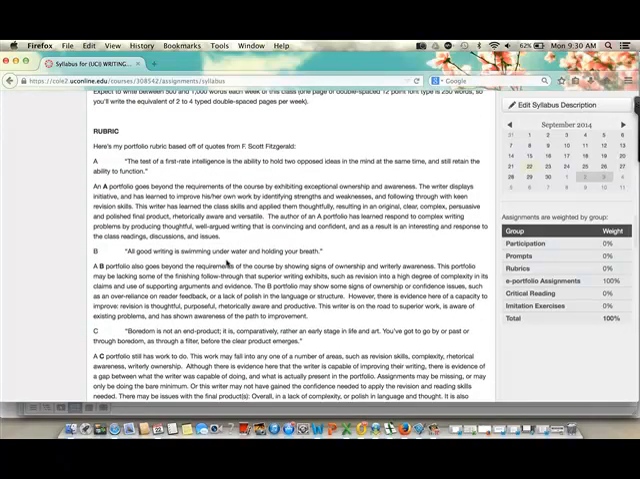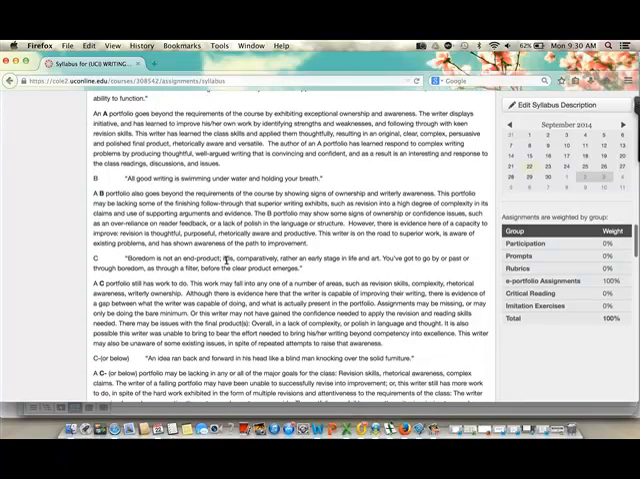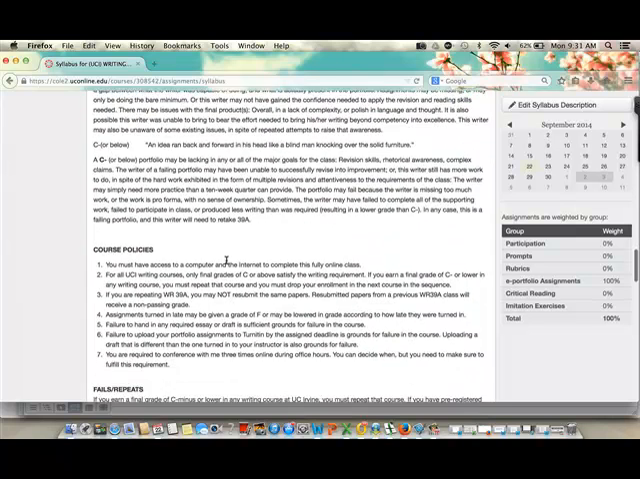One of the other things here is you'll see a rubric, and this gives you a basis of what I'm looking for in your writing. Look at it briefly now. We'll go back and examine it more carefully as we go throughout the course.